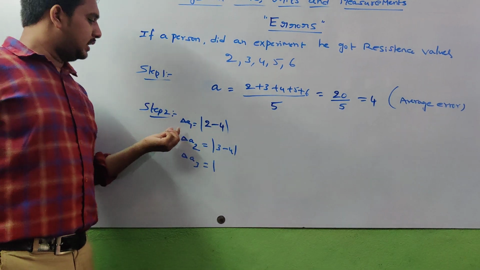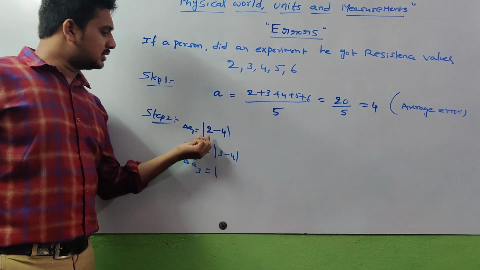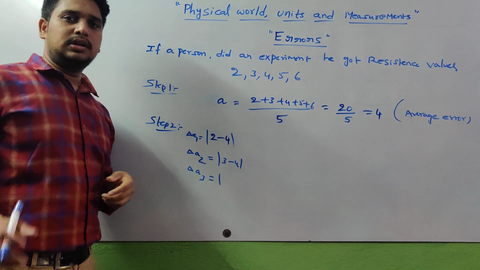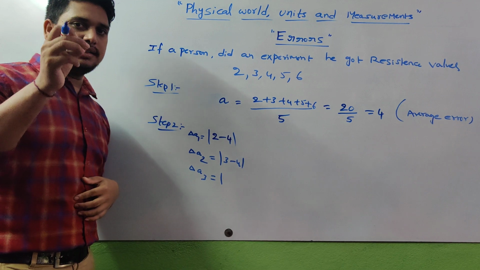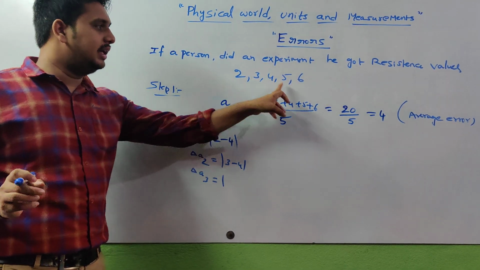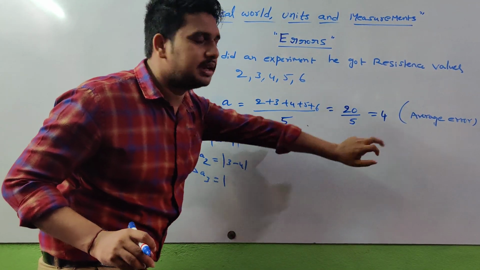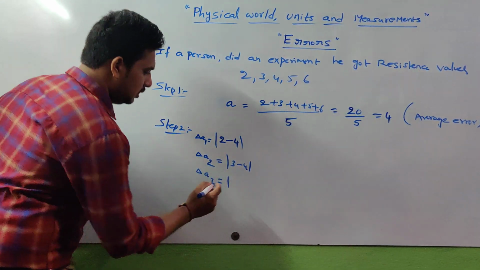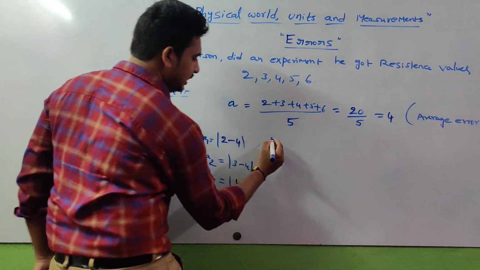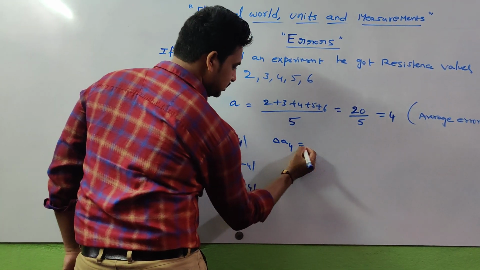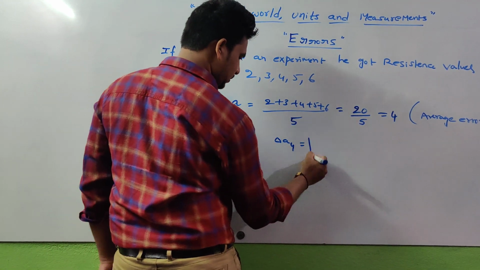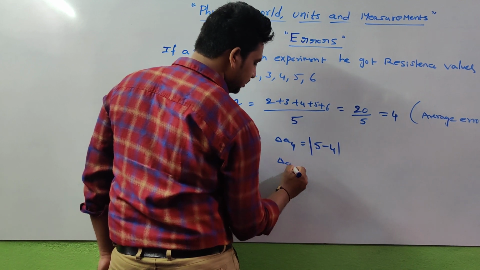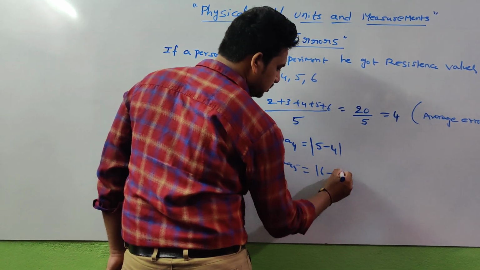Delta A1 is the modulus of 2 minus 4. Delta A2 is the modulus of 3 minus 4. So what is the second step here? Take the differences between all the readings and the average value from the first step. That means 2 minus 4, 3 minus 4, 4 minus 4, 4 minus 4. Then delta A4, 5 minus 4. So delta A5, 6 minus 4.